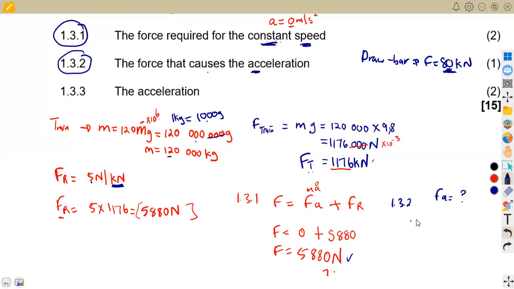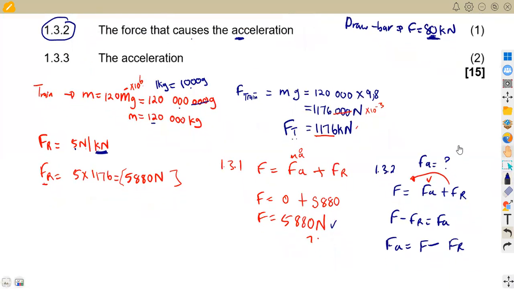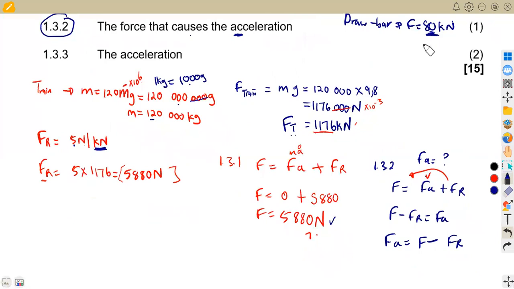So it means if our force previously was given as FA plus FR, we are now going to find our FA by making FA the subject. We can transpose FR to the other side. So our formula is going to be F minus FR, which is equal to FA. That is, our accelerating force is equal to F, the force, minus the resistive force. Like I was explaining, the force in the drawbar now is the maximum force, so that's your total force in this case.